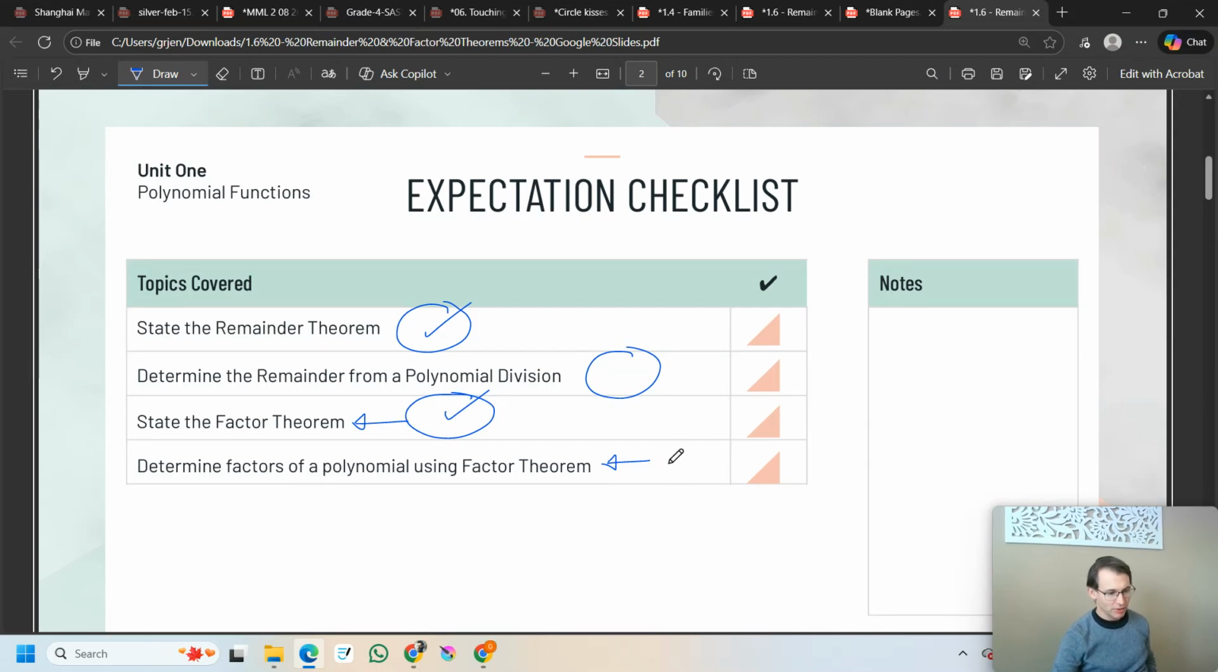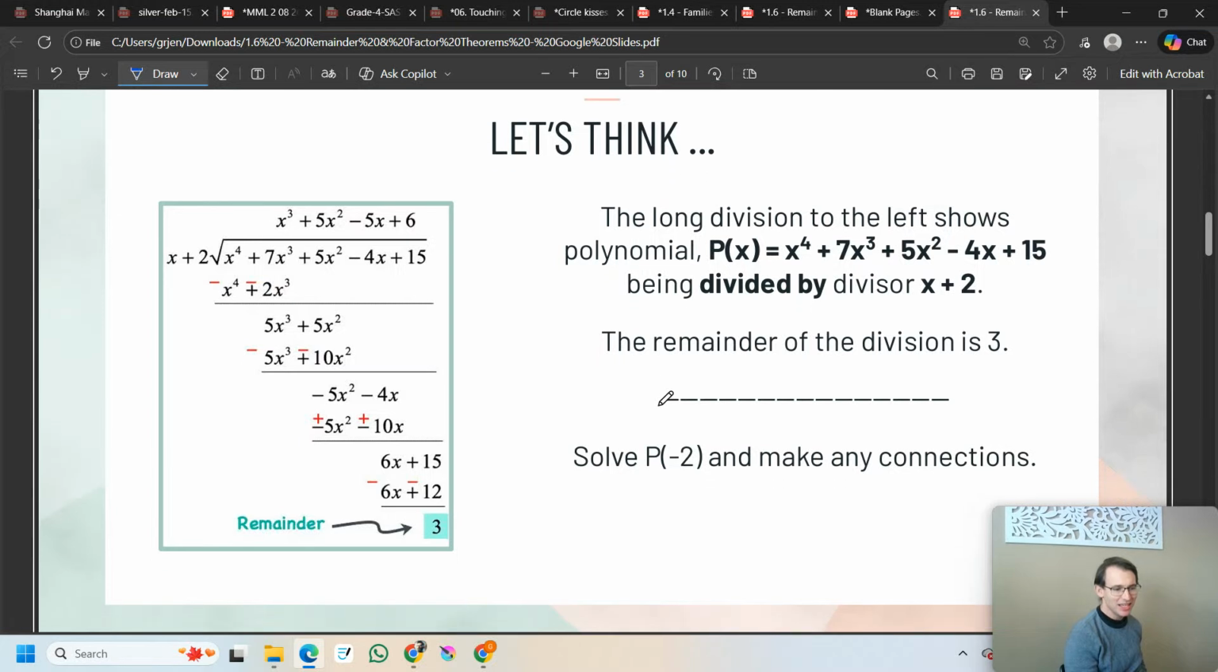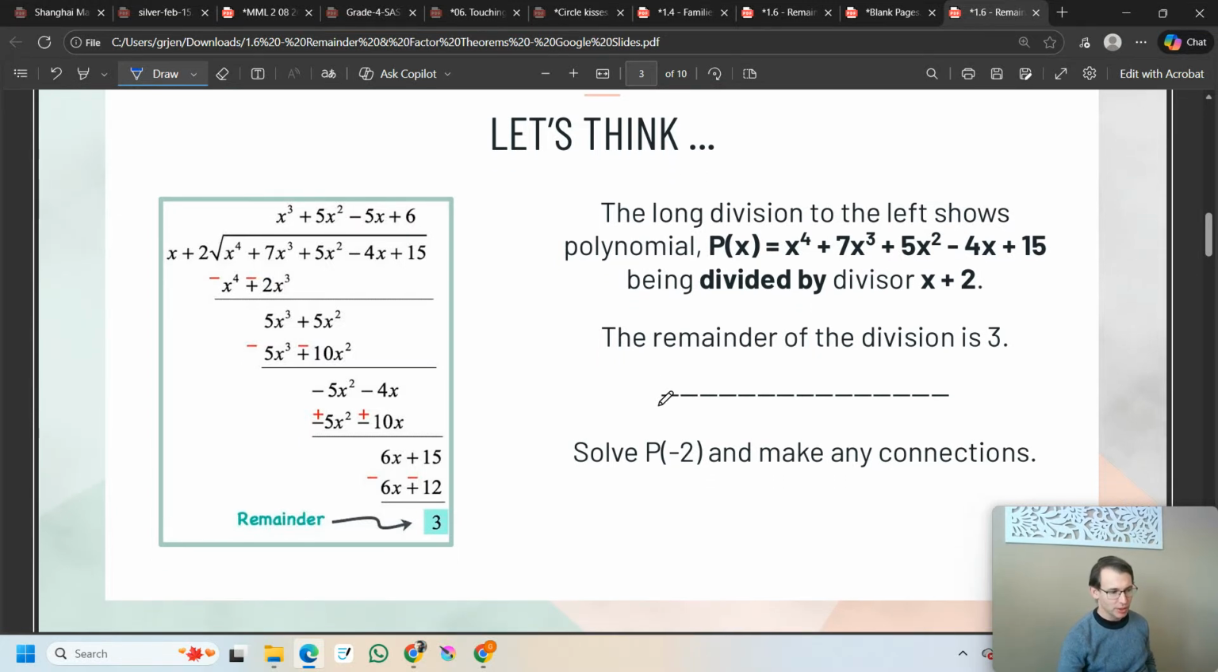Okay, using the factor theorem. So these are the things that you want to be able to do by the end of your time together with me. So let's think about some polynomial long division. Let's check their work, okay? We had x minus 2 and we wanted to divide it into this thing. Let's check their work. They do it a little differently than I did, you'll see.